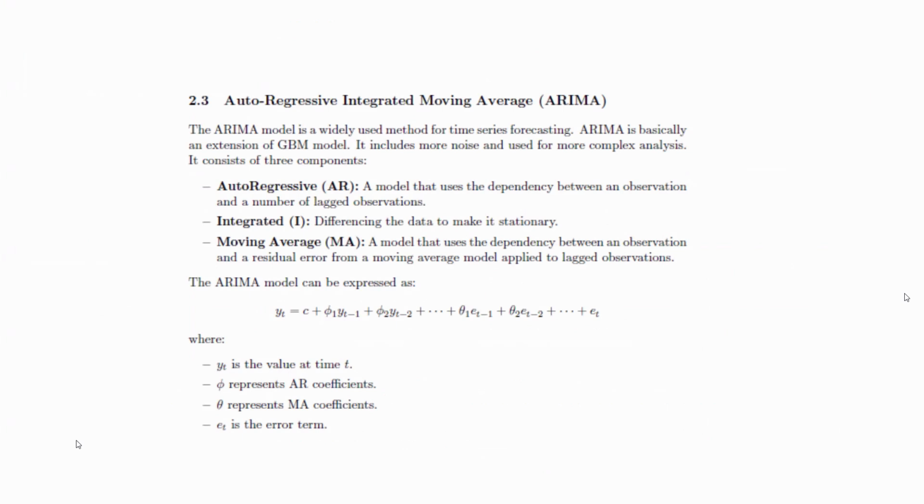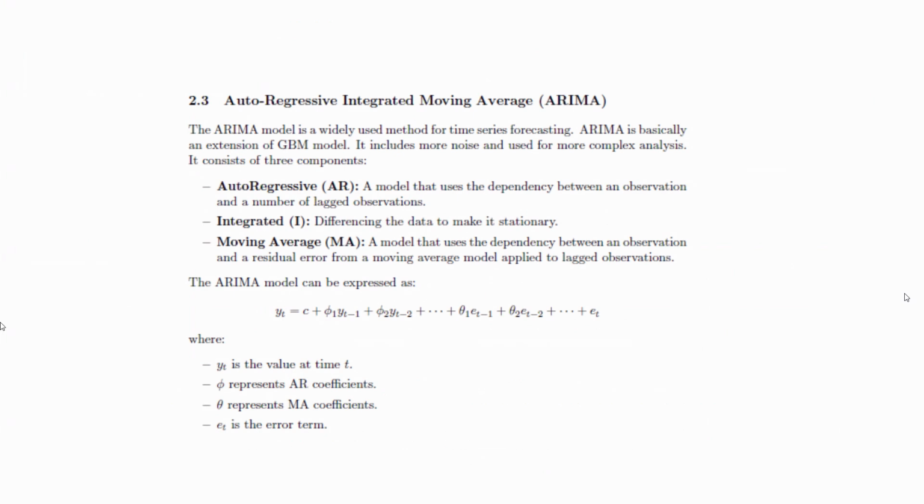This is our other process model, named ARIMA. It has three components: the autoregressive part, a model that uses the dependency between an observation and a number of lagged observations; the integrated part, differencing the data to make it stationary; and the moving average, a model that uses the dependency between an observation and a residual error from a moving average model applied to lagged observations.